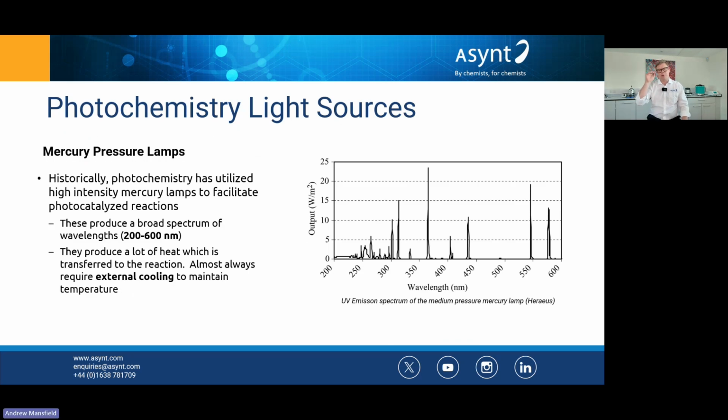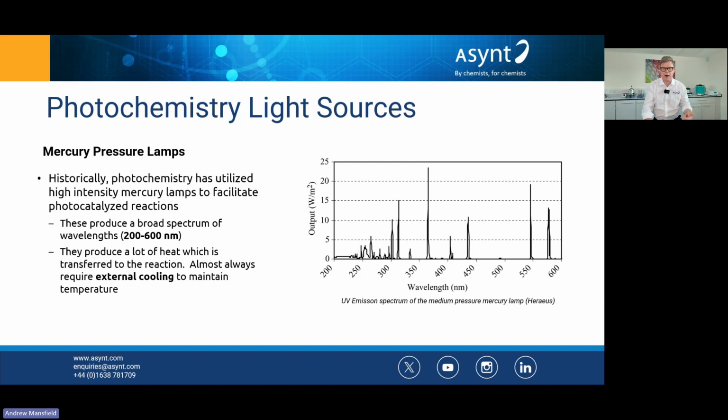So let's think about light sources, because this is really key to the development of modern reactors. In the past, we would have used mercury pressure lamps. That was historically what we used. These are generally high intensity, but they also give a broad spectrum of wavelengths. You can see the emission spectrum there from a medium pressure mercury lamp. There's no selectivity, or it's difficult for us to select the wavelength of choice.